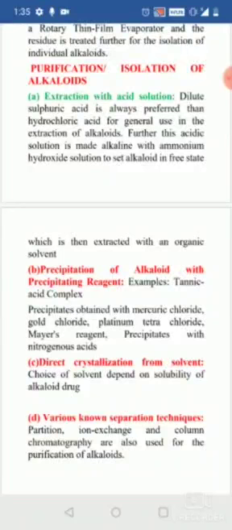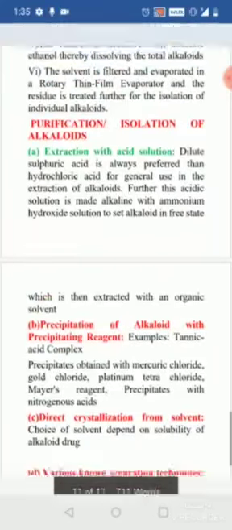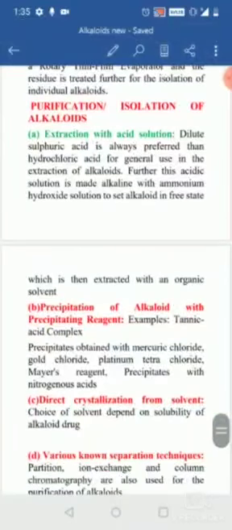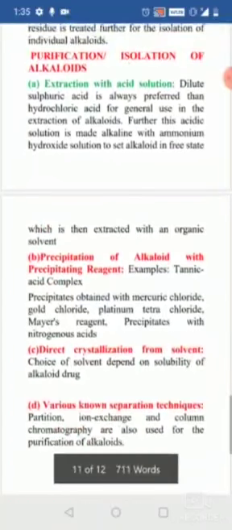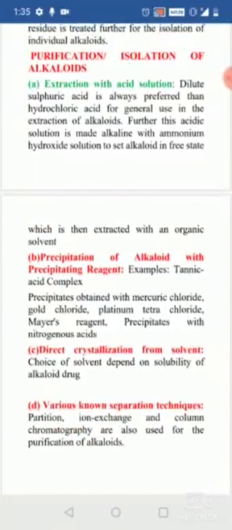For example, take morphine or codeine or any of the alkaloids. That alkaloid you treat with HCl or H2SO4, so it is converted into morphine hydrochloride or morphine sulfate. Then you basify with the help of ammonia, and it is set free. It is converted into ammonium sulfate or ammonium chloride, and the morphine will be in the free form, which we extract by using any of the organic solvents.